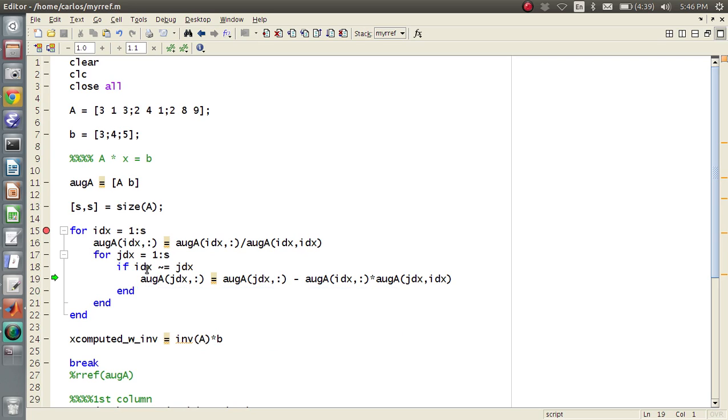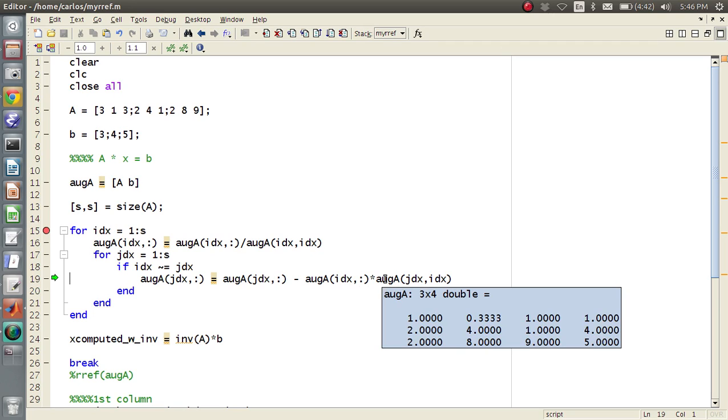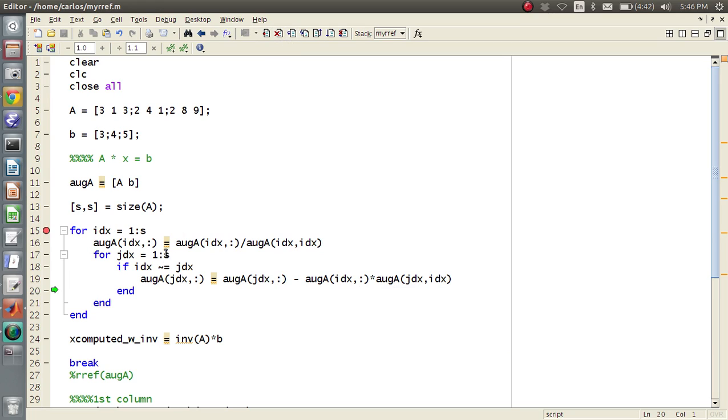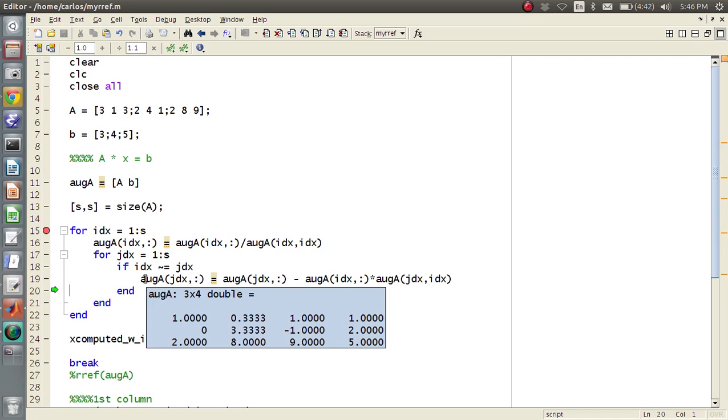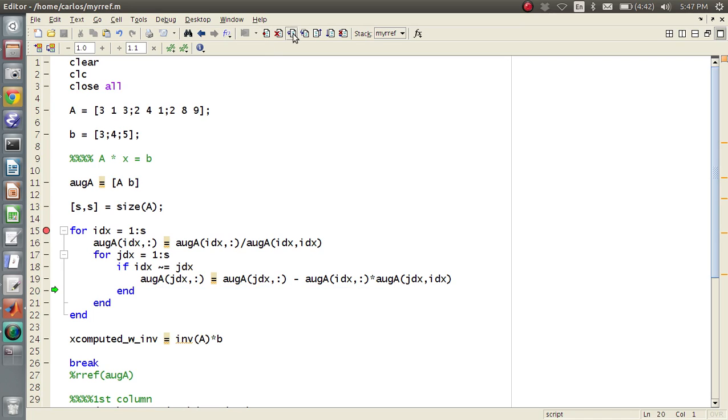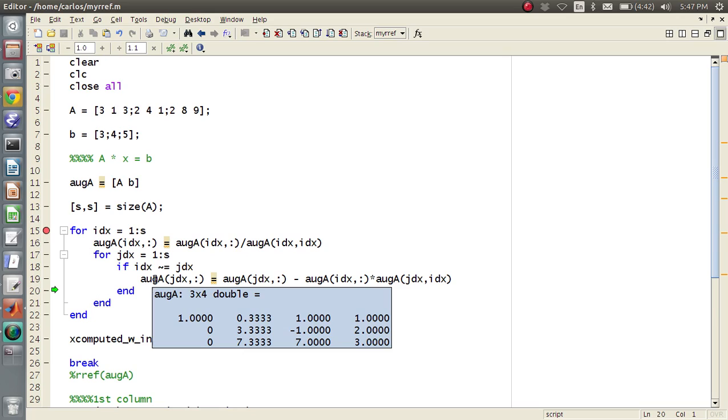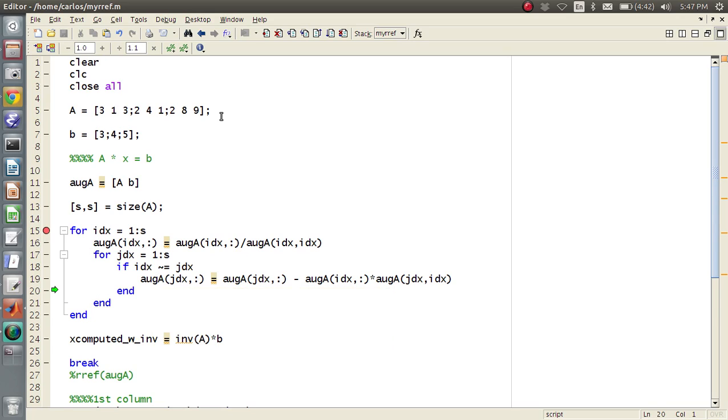So what it's saying is I'm going to take the second row and subtract off the first row, but multiply it by 2, 1, which in this case is the number 2, and that's going to put a 0 in the 2, 1 spot. When I come back, JDX is now 3, and that will zero out the other column. So now I have 1, 0, 0 in the first column.